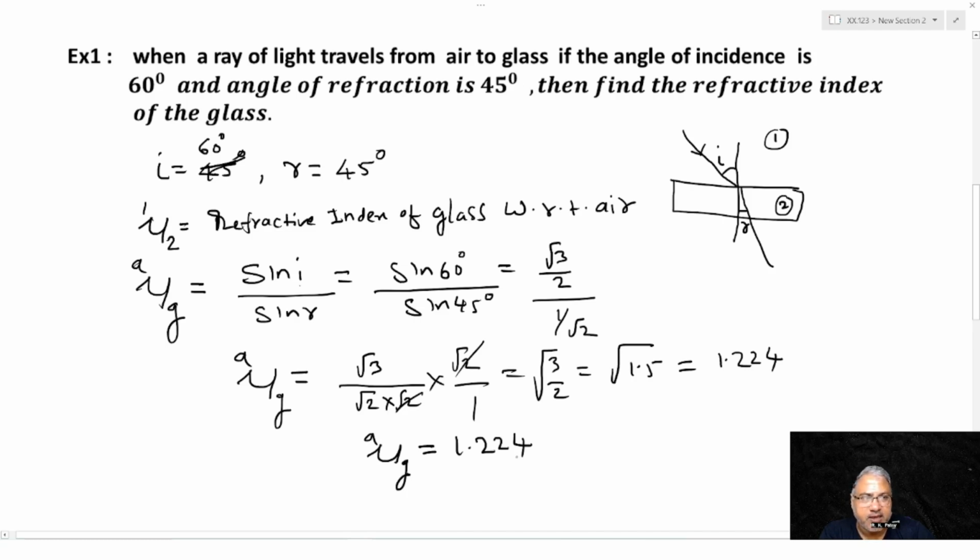Now let us go to example number 2. Here I want to warn you about one thing. When the problem is given, be specific about the angle of incidence and angle of refraction. There may be angle of deviation as well. So be careful whether it is angle of refraction or angle of deviation. Depending upon that you have to decide whether it is delta or r. Okay, let's move to example number 2.